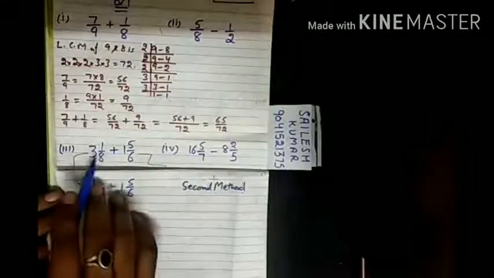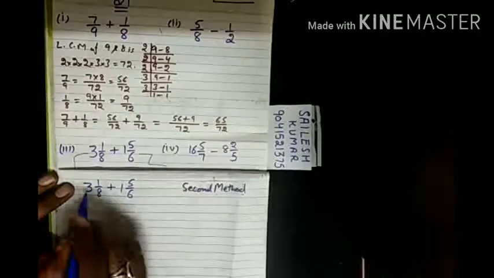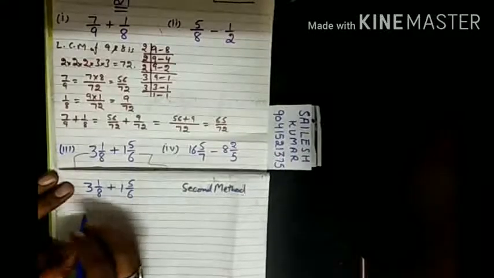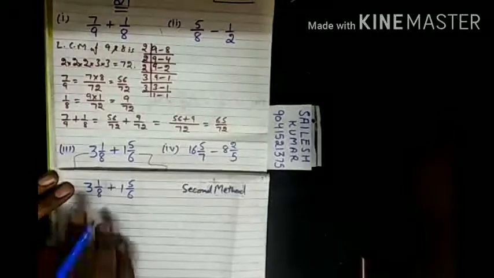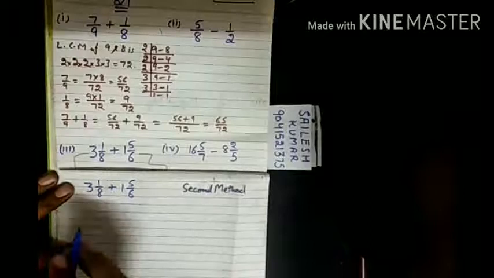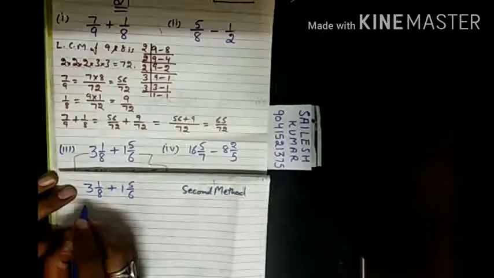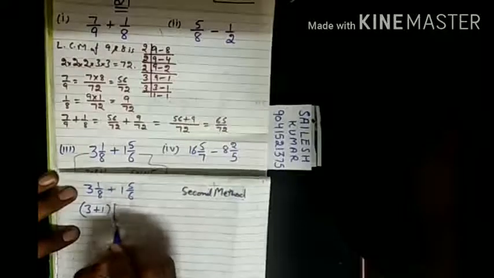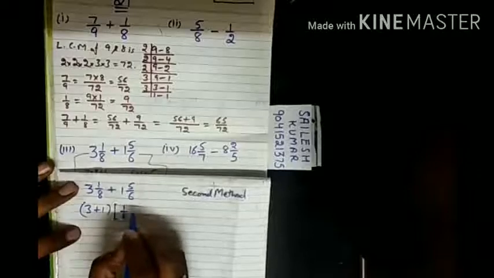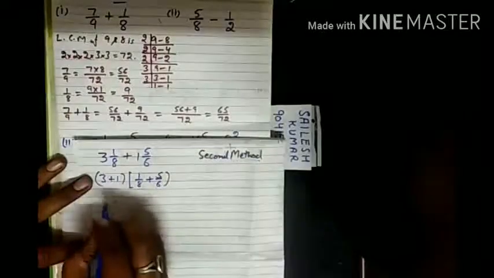Now I will solve this question by the second method. In the second method we will first see the numbers. The complete numbers are 3 and 1, and there is an addition symbol between these two complete numbers. Therefore I will add 3 and 1. Okay, and I will mark another bracket in which I will write the fractions in the form of addition.